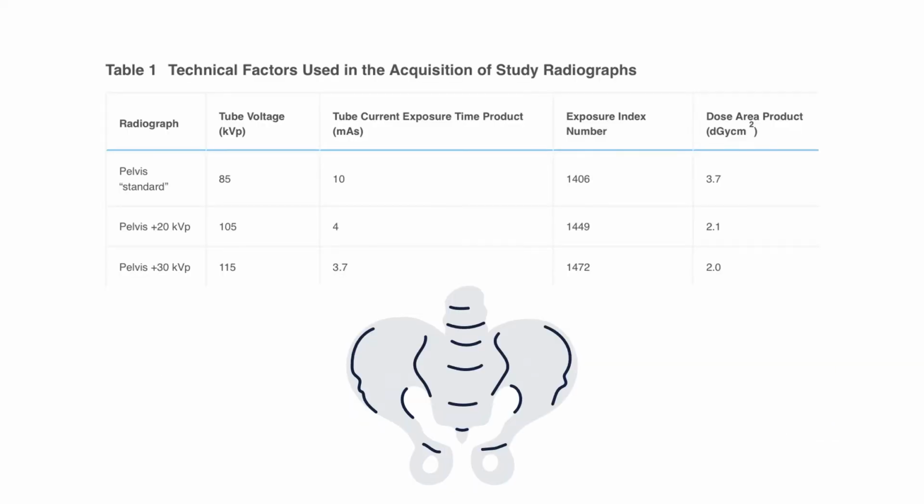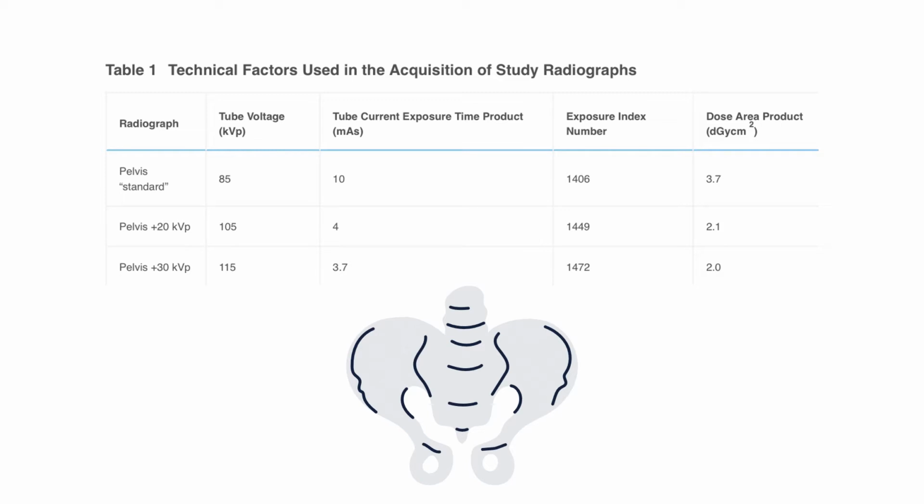So this is just a snapshot of the full list of technical factors that they used for all 12 images that they ended up including in the study. This is for the pelvis. You'll see that the standard image used a kVp of 85 and an mAs of 10, and it had an exposure index of around 1400. You'll also notice this other value on the far right hand side of the chart called the dose area product, and I'll talk about what that is in a minute. Essentially, that was what they used to quantify the dose to the patient.